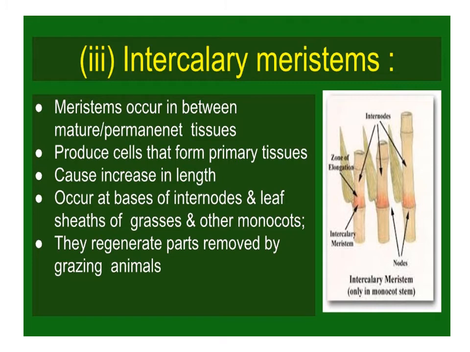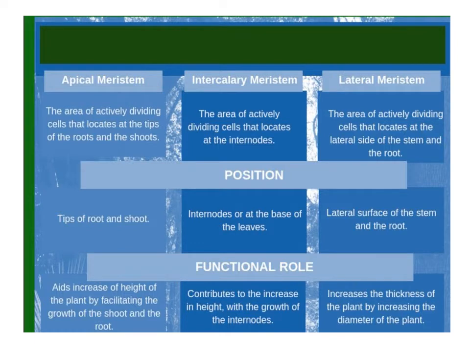Intercalary meristem. The meristem which occurs between mature tissues is known as intercalary meristem. They occur in grasses and regenerate parts removed by grazing herbivores. Both apical meristem and intercalary meristem are primary meristems because they appear early in the life of the plant and contribute to formation of the primary plant body. They cause increase in length, and occur at the base of internodes and leaf sheath of grass and other monocots.